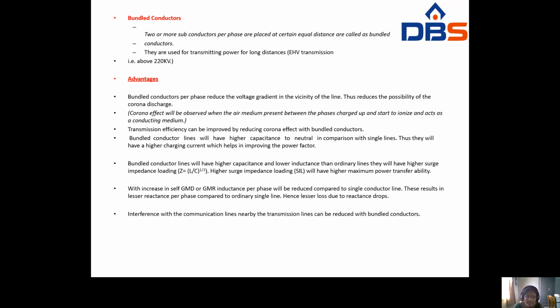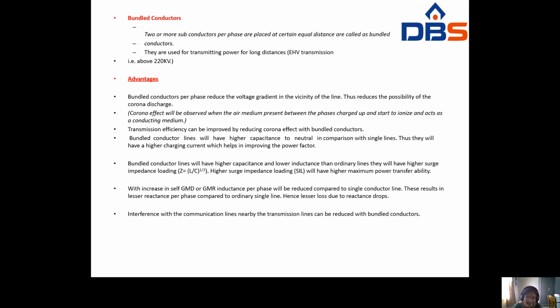Okay, see, with increasing self GMD and GMR, the inductance per phase will be reduced compared to the single line conductor. Later, in the topics, you will discuss GMD and GMR. GMD is geometric mean distance and GMR means geometric mean radius. These two are conductor parameters. So by the increase in GMD and GMR, the inductance per phase will be reduced compared to the single conductor line.